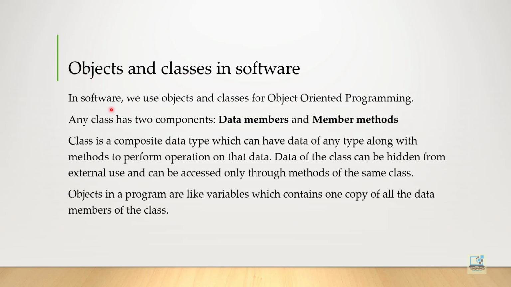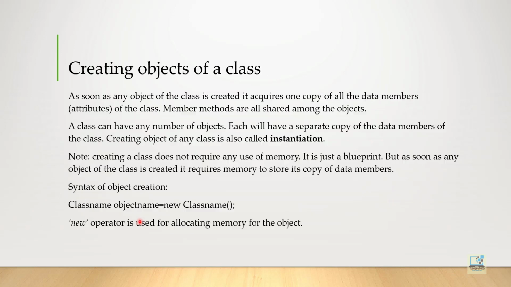Objects and classes in software. In software, we use objects and classes for object-oriented programming. Any class has two components, data members and member methods. Class is a composite data type which can have data of any type along with methods to perform operation on the data. Data of the class can be hidden from external use and can be accessed only through methods of the same class. Objects in a program are like variables which contain one copy of all the data members of the class.